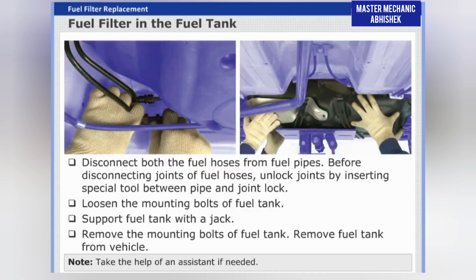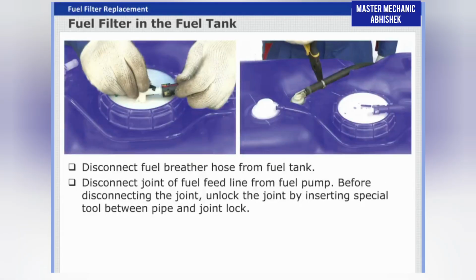Loosen the mounting bolts of fuel tank. Support fuel tank with a jack. Remove the mounting bolts of fuel tank. Remove fuel tank from vehicle. Take the help of an assistant if needed. Disconnect fuel breather hose from fuel tank.